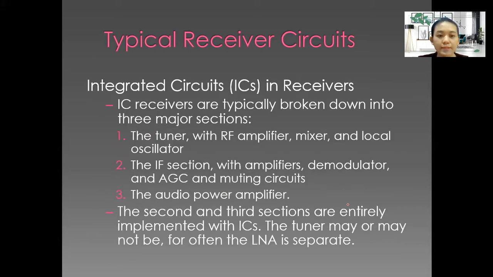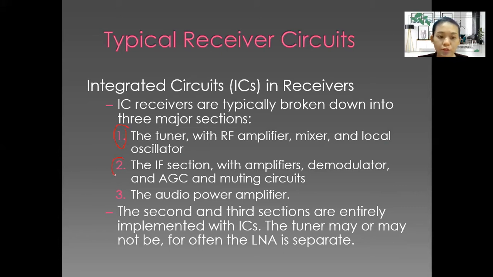Okay, the IC actually is integrated circuit. These IC receivers are typically broken down into 3 major sections. The first section is the tuner, which means where we select the frequency: the tuned circuit, which tunes the range that we want, the RF amplifier to amplify and provide selectivity, the mixer to provide the frequency conversion, and the local oscillator, which generates the frequency for the carrier. Okay.